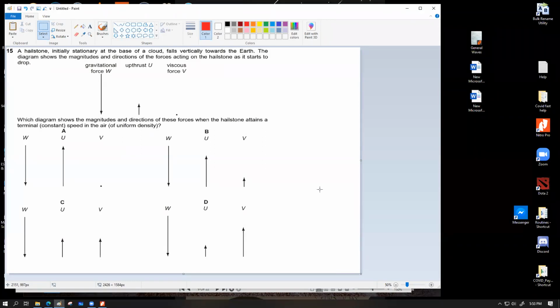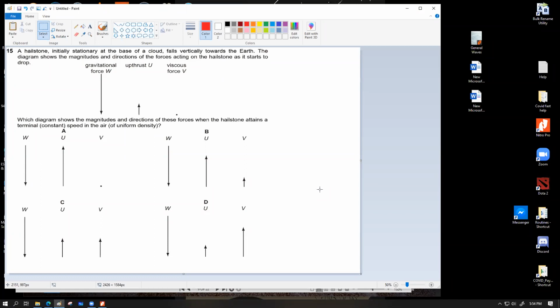And gravitational force weight is basically the weight of the hailstone. So that is the biggest force. So this is the magnitude of the forces at the starting point of motion. The question says further, which diagram shows the magnitude and the directions of these forces when the hailstone attains a terminal or constant speed in air of uniform density?